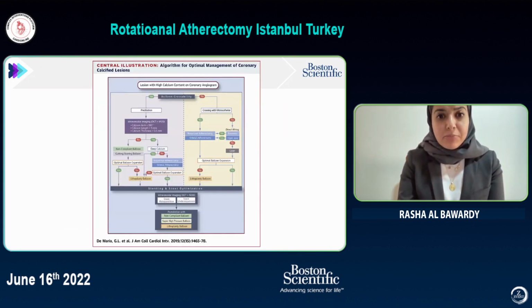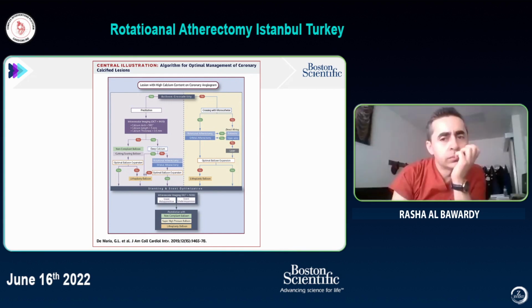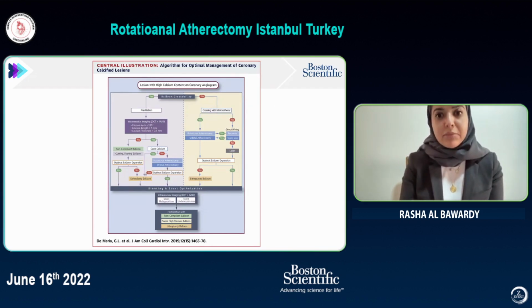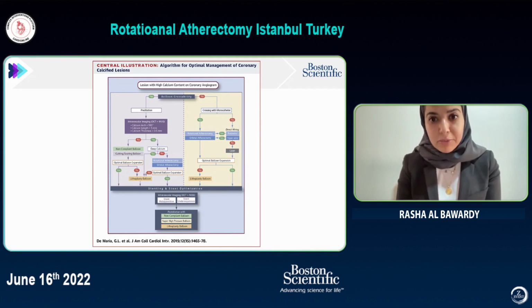So there are multiple algorithms. I'll try to cover two of them and be precise and to the point about what exactly we need to know when approaching calcified lesions. The first thing is that if it's a lesion that you can't even cross with a balloon, then your strategy should be right away with an atherectomy, whether it's rotational or orbital atherectomy, depending on where you are and what you have available.